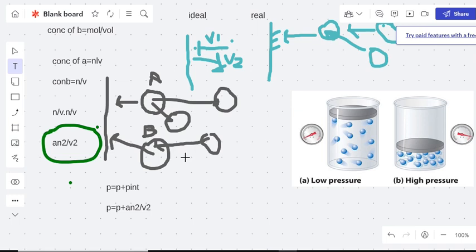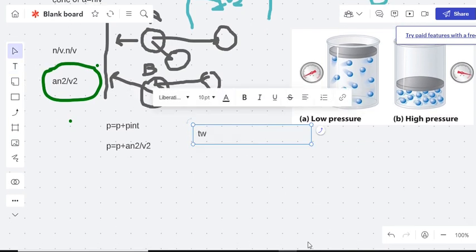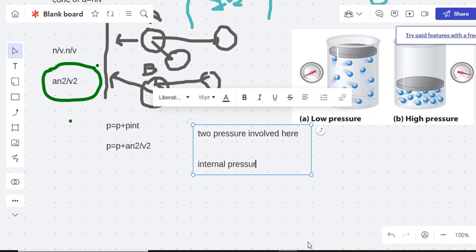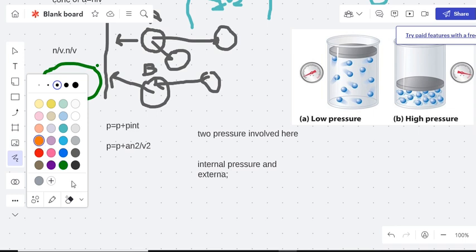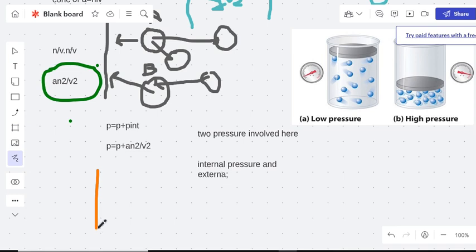I'm going to write here simple words. Two pressures are involved here. One is internal pressure, and the other is external. So what is the difference between internal and external? For example, these are the molecules here. This is a rigid sphere molecule colliding with the wall of the container, but other molecules are attracting these molecules. So this is the internal force that is acting here.